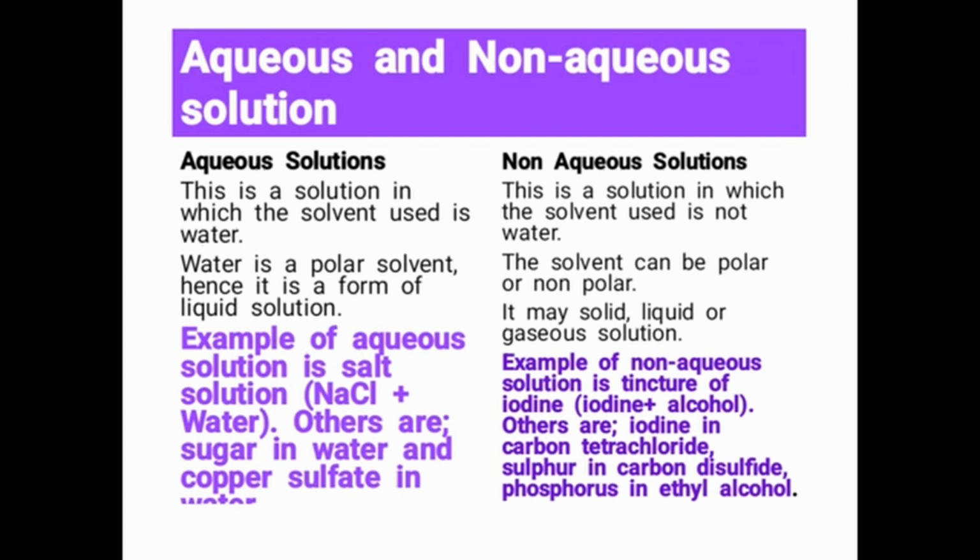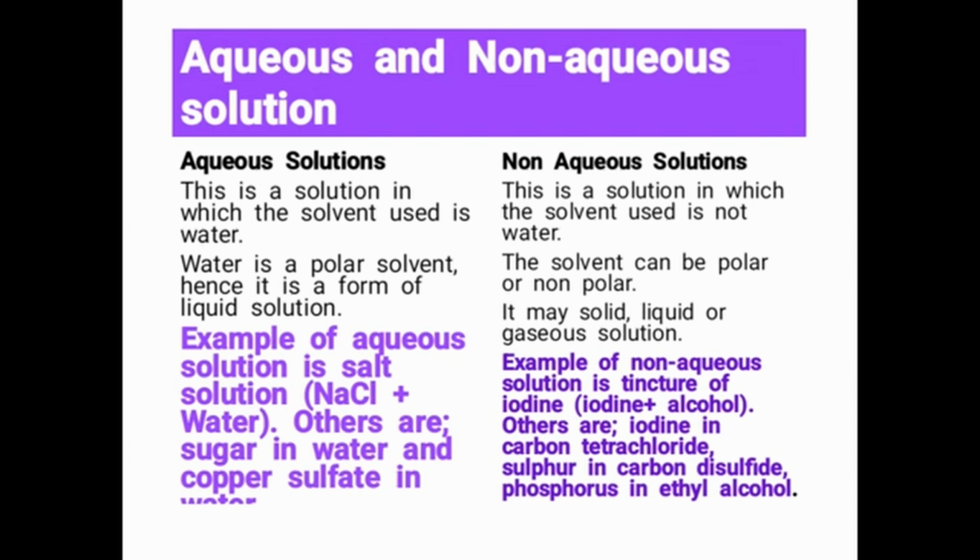For non-aqueous solution, when you have a solvent as anything other than water, you have a non-aqueous solution. When the solvent is water, it is aqueous. When the solvent is not water, it is a non-aqueous solution. And the solvent under non-aqueous solution can be polar or non-polar. For instance, the solvent can be ethanol, and ethanol is polar. And the solvent can be ether, which is non-polar or organic in nature.